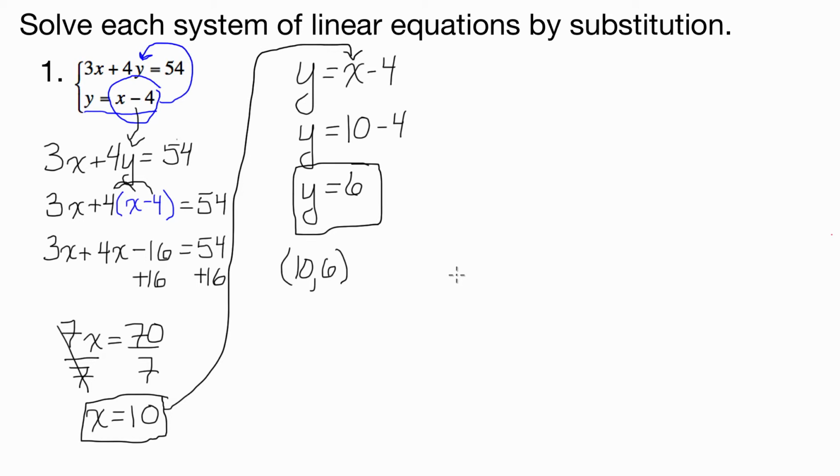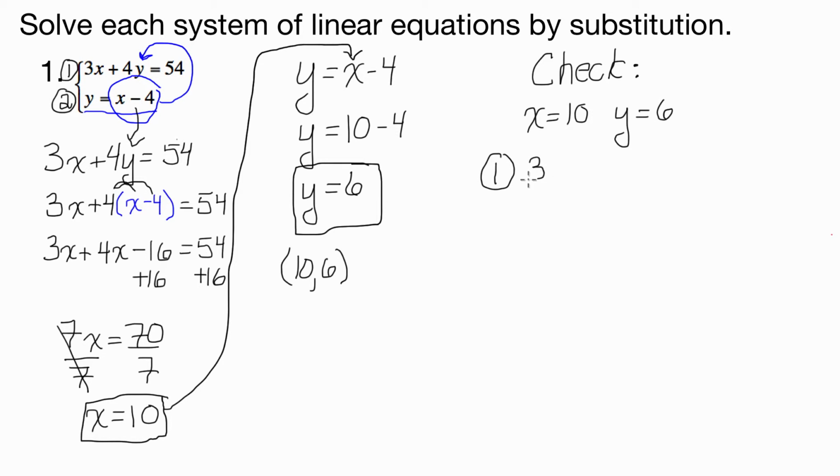But we're not done, because if you remember on the graphing ones, I said we need to check our answers. It's always a good idea to make sure we've done it correctly. So we know that x equals 10 and y equals 6, at least that's what we got. Let's check it in equation number 1. We can number these 1 and 2. Equation number 1 was 3x plus 4y equals 54. So we want to know, is that true? We plug in 10 for x and 6 for y.